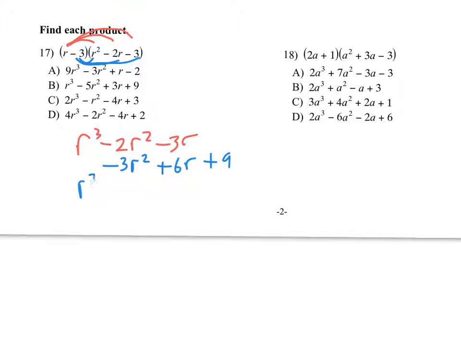And we add down, so we get R cubed minus 5R squared. We only have one answer that has both of those, but let's just double check. Plus negative 3R plus 6R is going to be 3R. Yes, we're still good. And then plus 9. B is our winner.